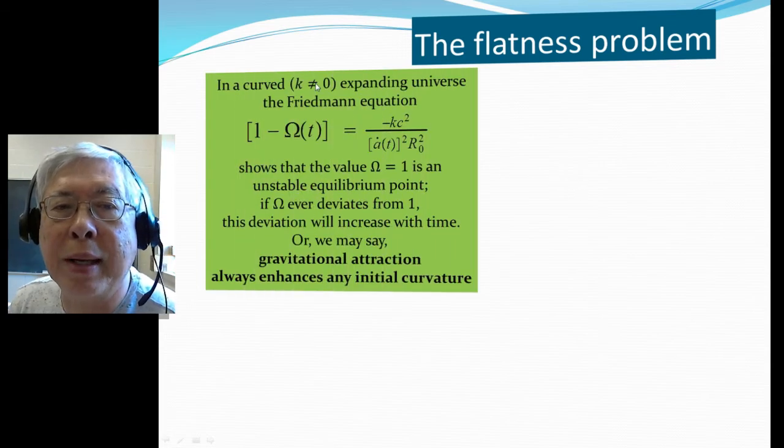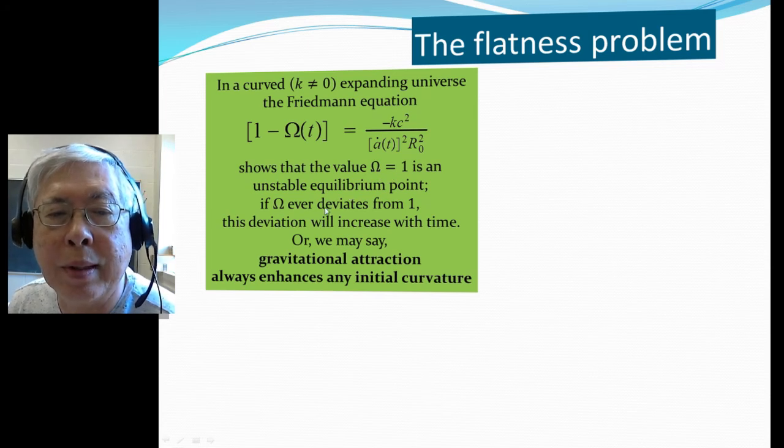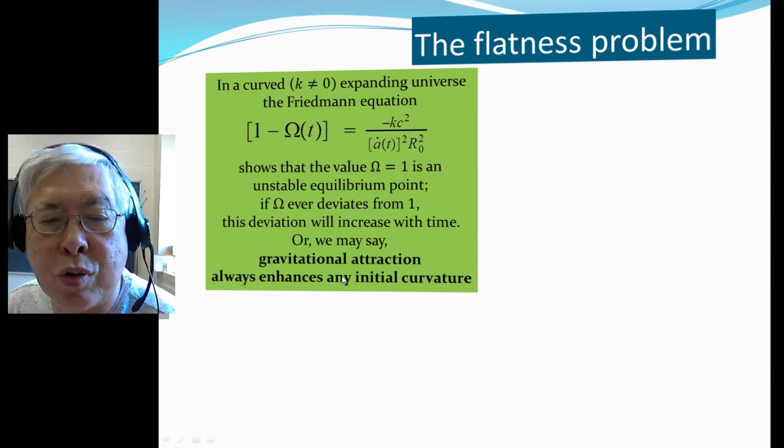So in curved space, which means k not equal to 0, in an expanding universe, the Friedmann equation in this form shows that omega equal to 1 is an unstable equilibrium point. If omega ever deviates from 1, it will increase with time. Or we say gravitational attraction always enhances any initial curvature. If you have some curvature, it gets worse and worse.